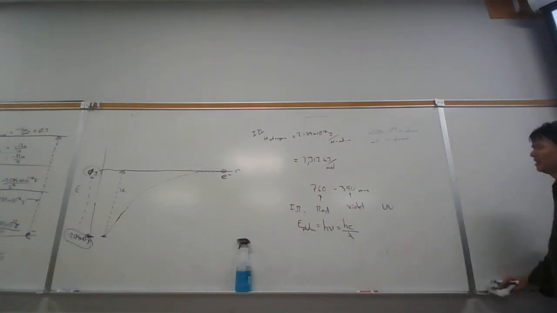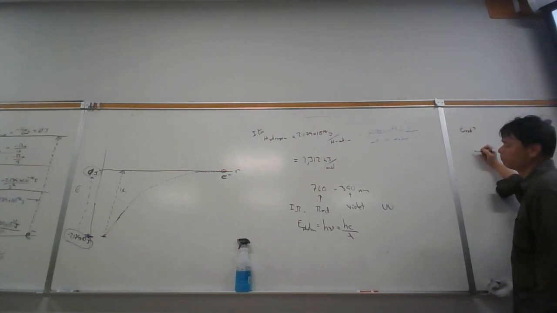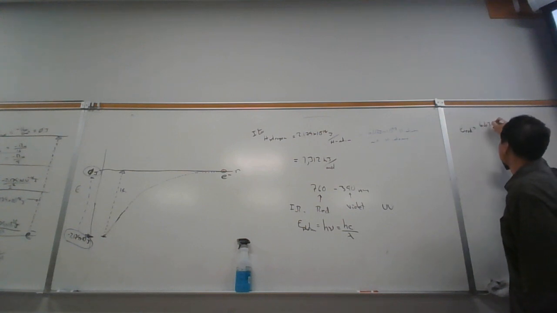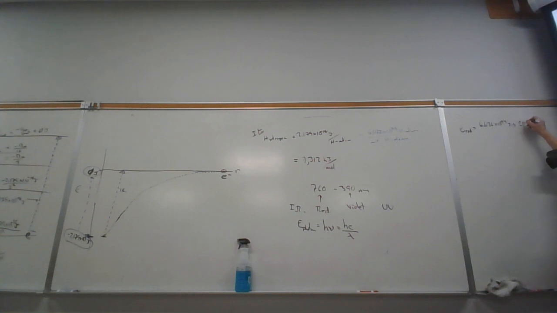So if we do this, then the red light is going to be h. h is 6.626 times 10 to the minus 34 joules times second. c is 2.998 times 10 to the 8 meters per second. These you don't have to memorize. Those will be given. Over lambda. Lambda should be in meters, so I'm going to convert it to meters. A nano is times 10 to the minus 9, so 760 nanometers will be 760 times 10 to the minus 9 meters.